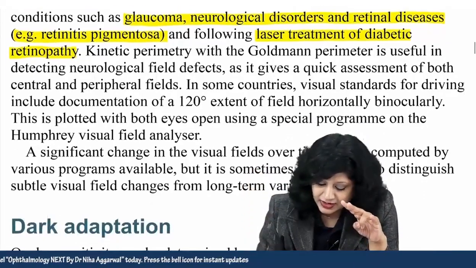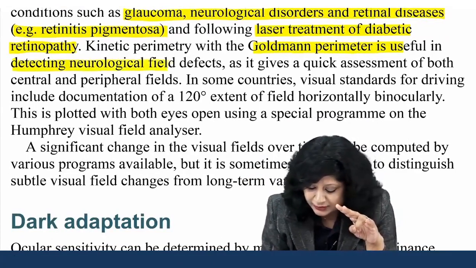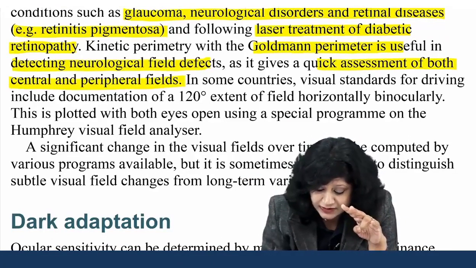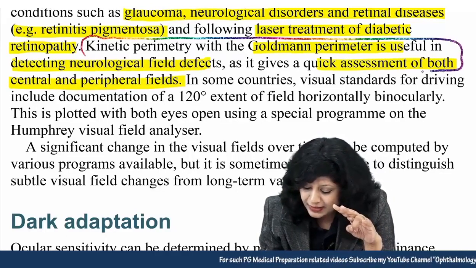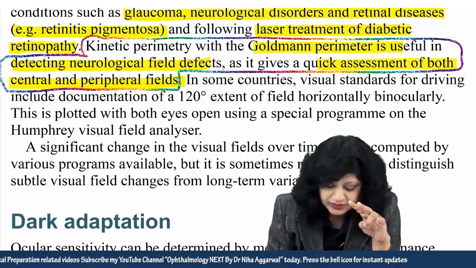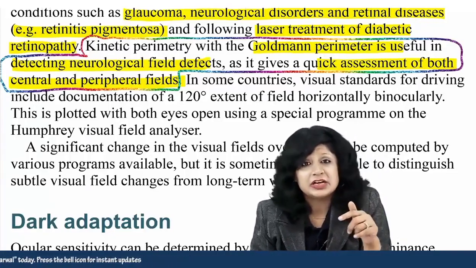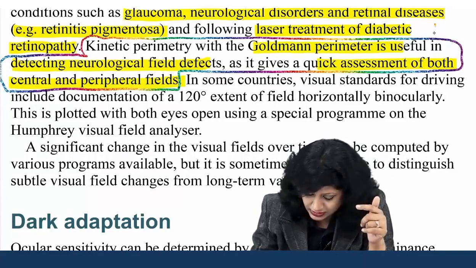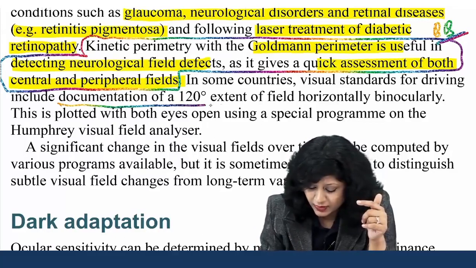Kinetic perimetry with a Goldmann perimeter is useful in detecting the neurological defects, because it is giving you a quick assessment of both central and peripheral fields, a very, very important thing. So when we are doing the perimetry for glaucoma, it is actually the static perimetry with the Humphrey field analyzer which is more important. But when we are more interested in the neurological defects, then we are using the kinetic perimetry by the Goldmann perimeter.